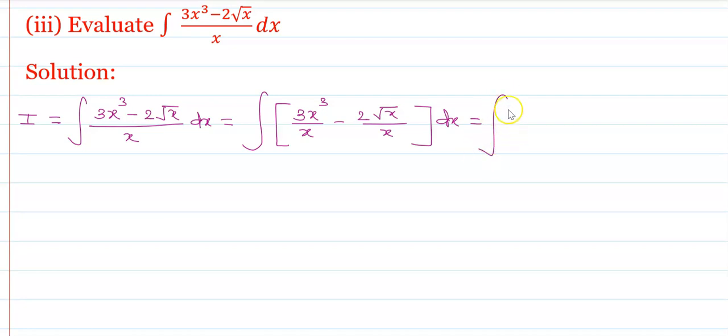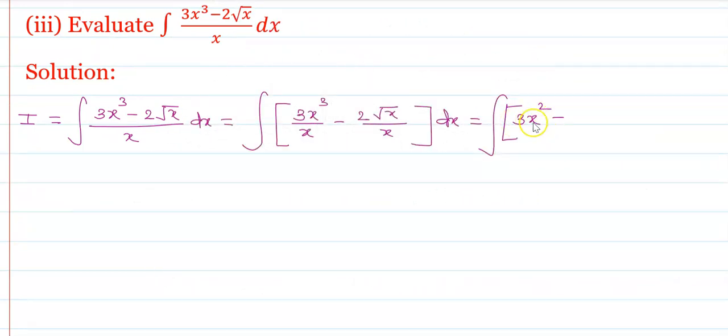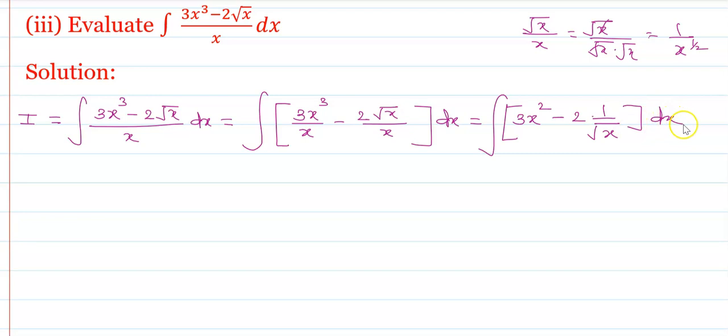Again you are getting integral. 3x cube means what? 3x square times x upon x. x means root x into root x. One root x will get cancelled, and hence you are getting, see this here. This is the root x upon x, means root x upon root x into root x. One will get cancelled. You will get 1 upon x raised to 1 upon 2. Then we will find out its integral. Its integral is easy. Minus 2, root x, and this is the 1 upon root x, bracket complete into dx.